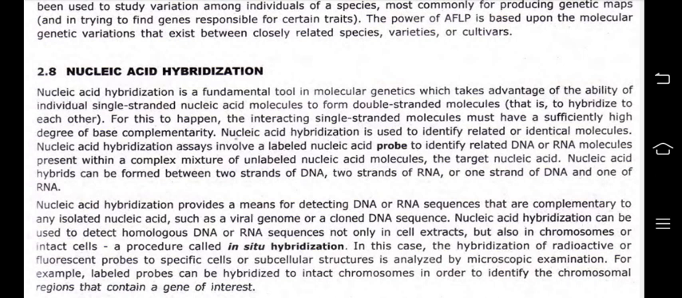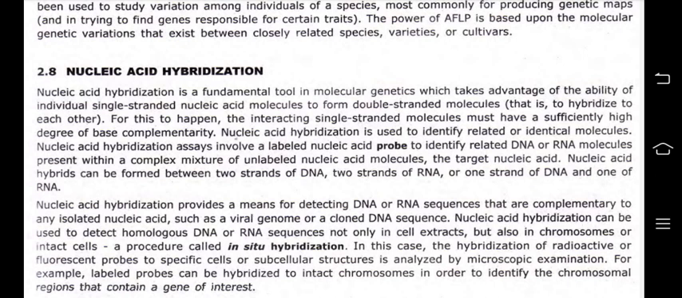Nucleic acid hybrids can be formed between two strands of DNA, two strands of RNA, or one strand of DNA and one of RNA. Nucleic acid hybridization provides a means for detecting DNA or RNA sequences that are complementary to any isolated nucleic acid.